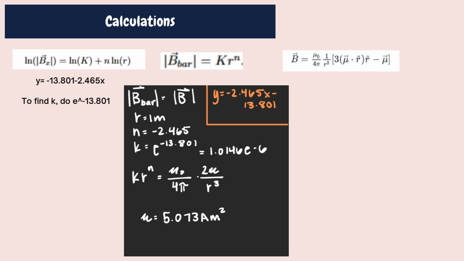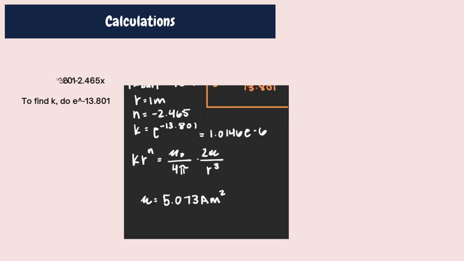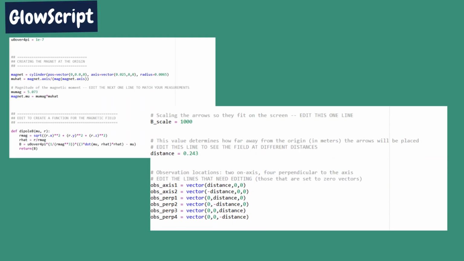That matches the formula above. We know what k is. We can set those equal to each other, and we can get mu. Then once we know mu, we can plug that one into GlowScript right there where it says mu mag. Then down there where it says definition and then dipole, B, I typed in R mag, R hat, and then B, which is the magnetic field formula.